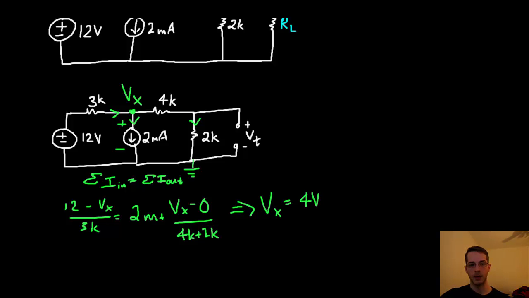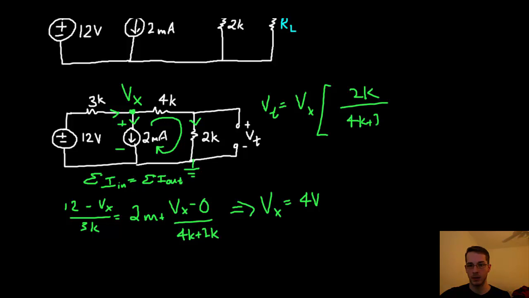Because in this closed path we have a known voltage across the current source, and that voltage is just Vx, and all series resistors in this closed path, we can use a voltage divider. So Vt is going to be equal to Vx times 2K over 4K plus 2K. So Vt is then 4/3 volts.